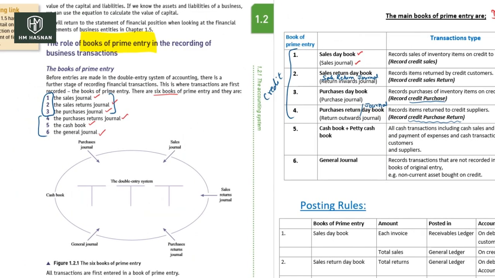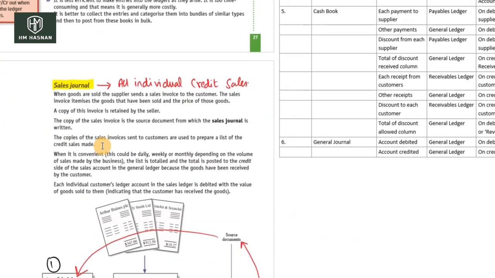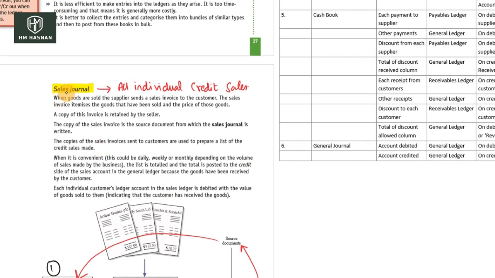As we read earlier, in the books of primary entry, the sales journal, whose second name is the sales day book, we will record all individual credit sales. In the sales day book or sales journal, we will record all individual credit sales. Then these individual sales go to the sales ledger, and the total goes to the general ledger.